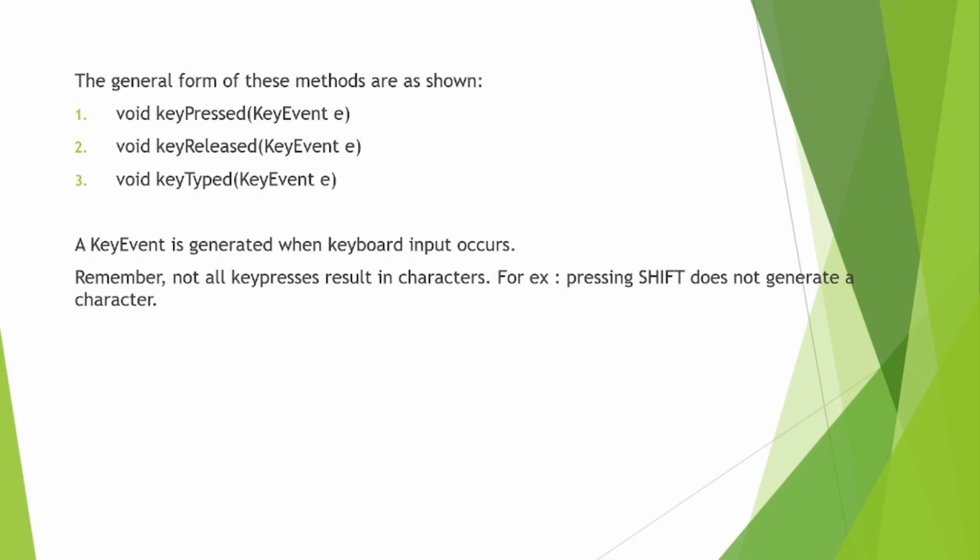Okay, now what is the general form of these methods? It is void, that is its return type is void, then keyPressed, the method name, and it takes a parameter of an object of the class KeyEvent. All these three methods have the same parameters. Now what is a KeyEvent? A KeyEvent is generated when keyboard input occurs. Remember, not all keyboard presses result in characters. For example, pressing Shift does not generate a character, just as I said before.